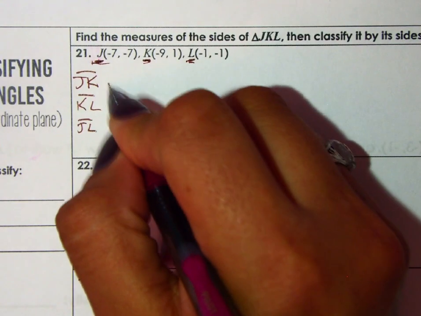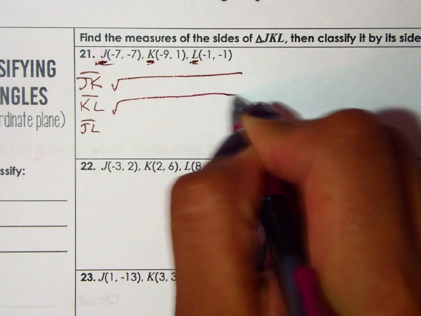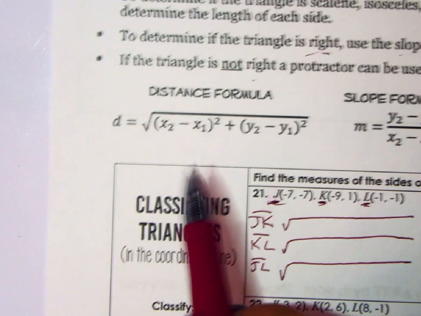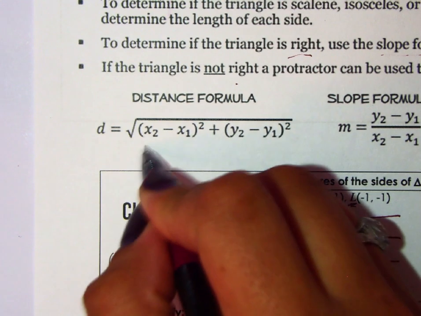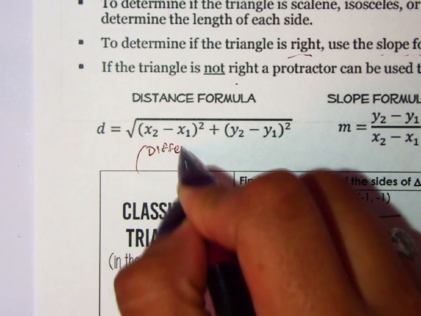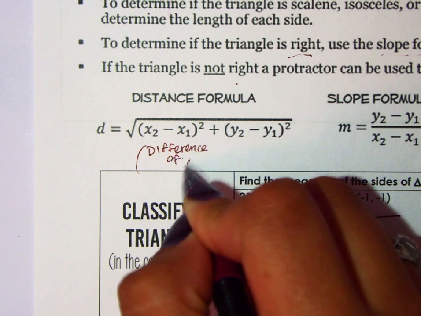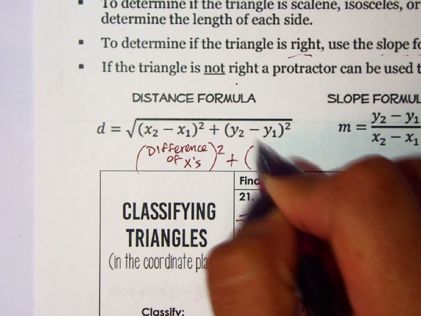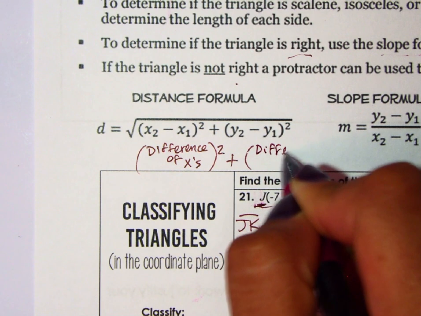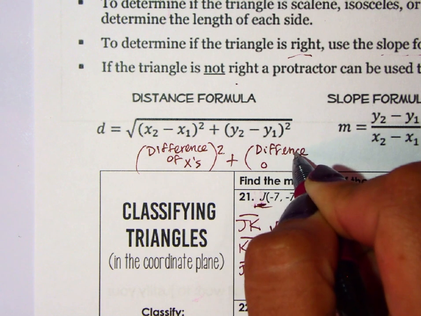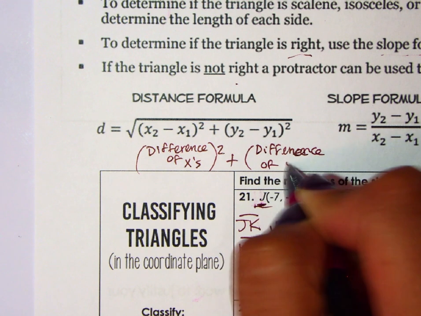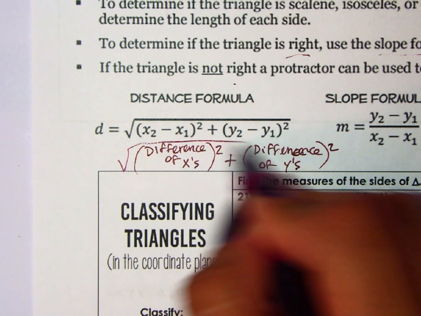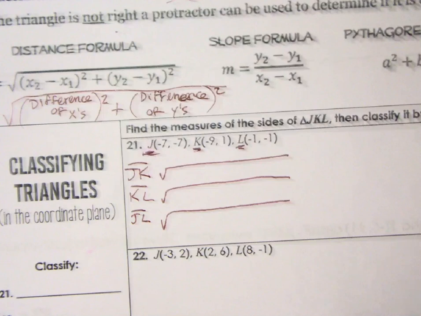To find the distance for each one, we're going to use the distance formula for each one, following this right here. Even though it says x2 minus x1, you could look at this as just the difference of the x's squared, plus the difference of the y's, and then square that as well. And then take the square root of all that. So let's set that up.